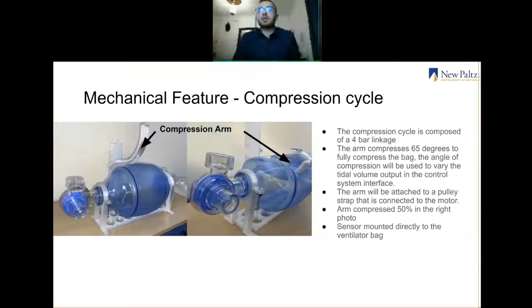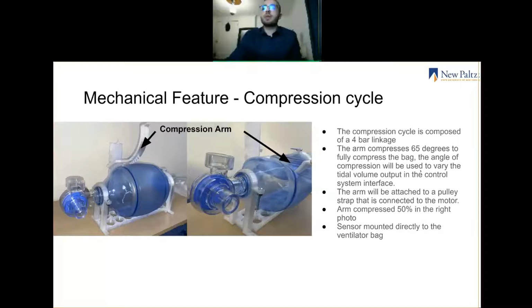It consists of a frame that holds the bag together, an I-beam that holds the compression arm, and the compression arm that's attached to a pulley system that's attached to the motor. This is reduced to a 4-bar linkage, and the arm compresses 65 degrees from its resting position to its fully compressed position. This displacement is used to analyze the flow rate and the desired flow rate and tidal volume for the patient's needs, which is set by the doctor's breaths per minute.